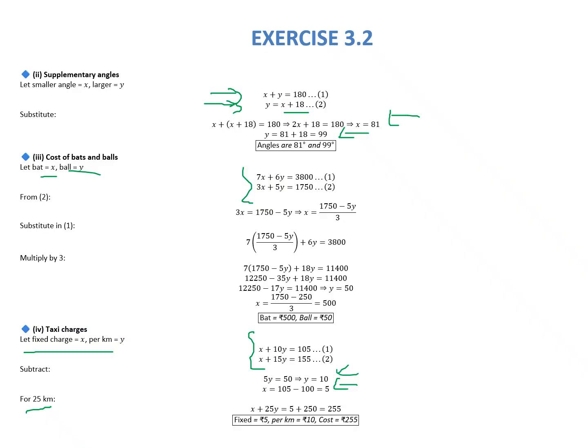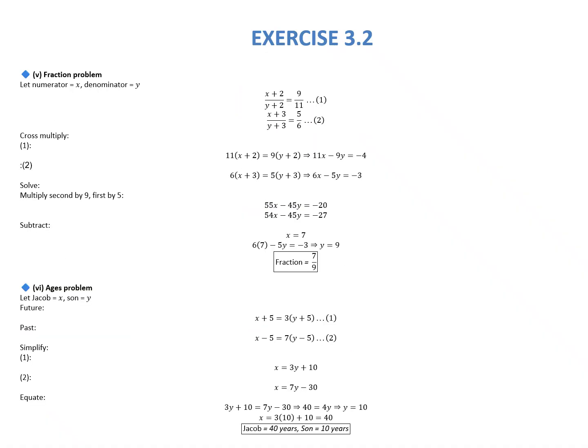When we put these values in to get the charge for 25 kilometers, which is x plus 25y, so 5 plus 250 becomes 255. So the total cost for 25 kilometers is 255. Fixed cost is 5, and then variable cost is 10 per kilometer, which is dependent upon the distance. So we'll move to the next slide.